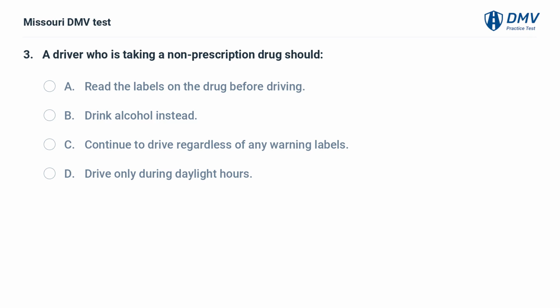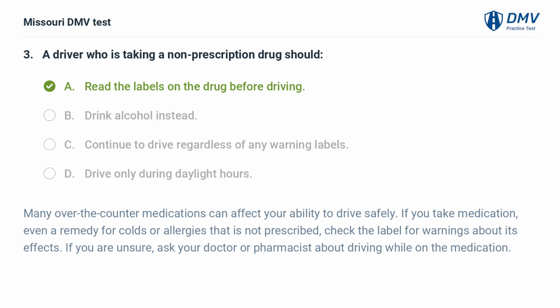A driver who is taking a non-prescription drug should A. Read the labels on the drug before driving. B. Drink alcohol instead. C. Continue to drive regardless of any warning labels. D. Drive only during daylight hours. A. Read the labels on the drug before driving. Many over-the-counter medications can affect your ability to drive safely. If you take medication, even a remedy for colds or allergies that is not prescribed, check the label for warnings about its effects. If you are unsure, ask your doctor or pharmacist about driving while on the medication.